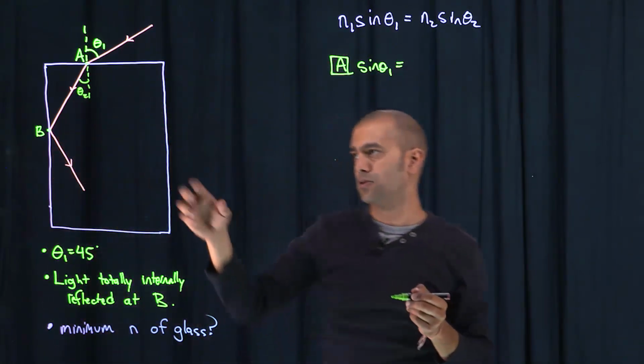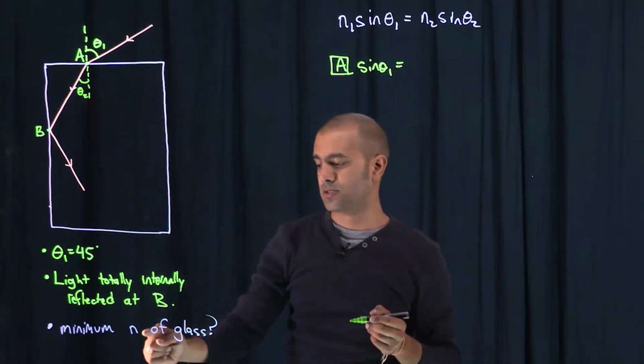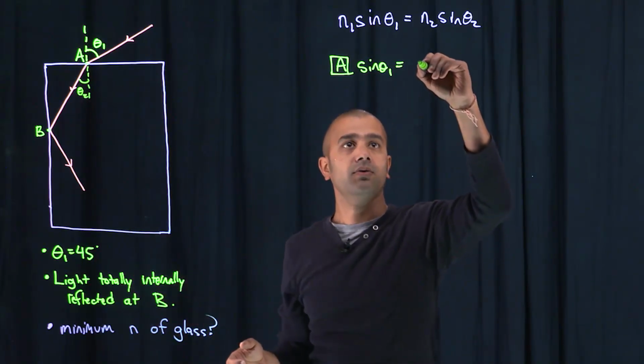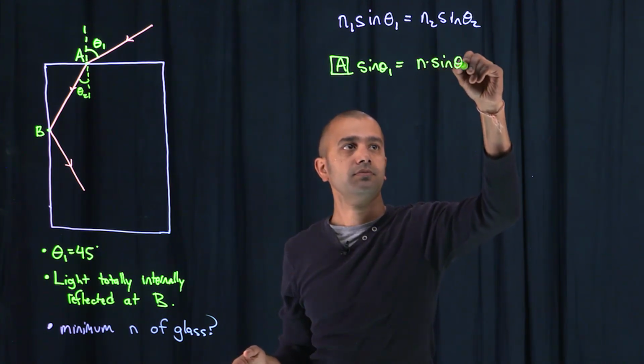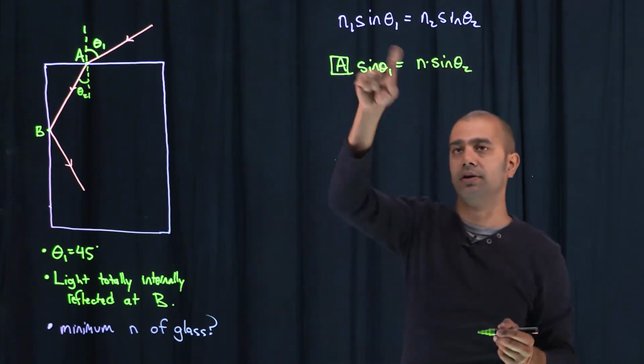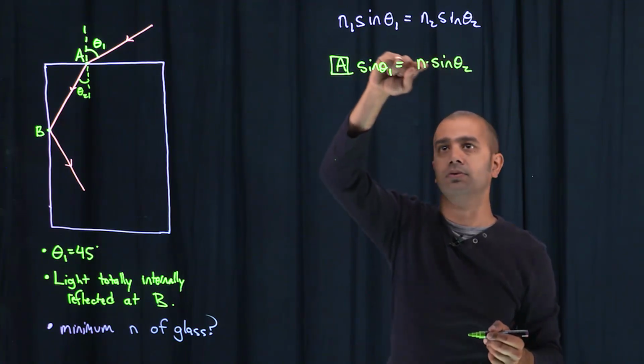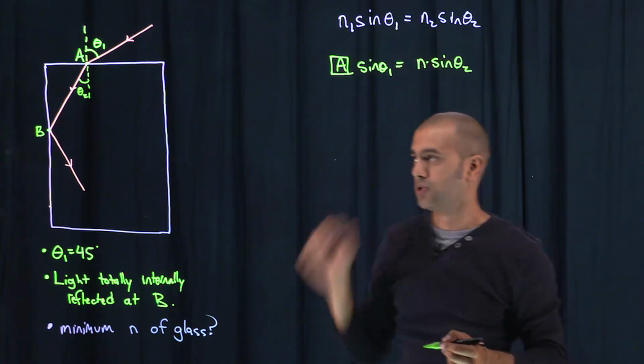We have a similar thing. I'm going to call the refractive index of the glass just n. So this is going to equal n times sine of theta 2. Since we have theta 1, we don't know theta 2, and we're looking for n, we're going to need one more equation.